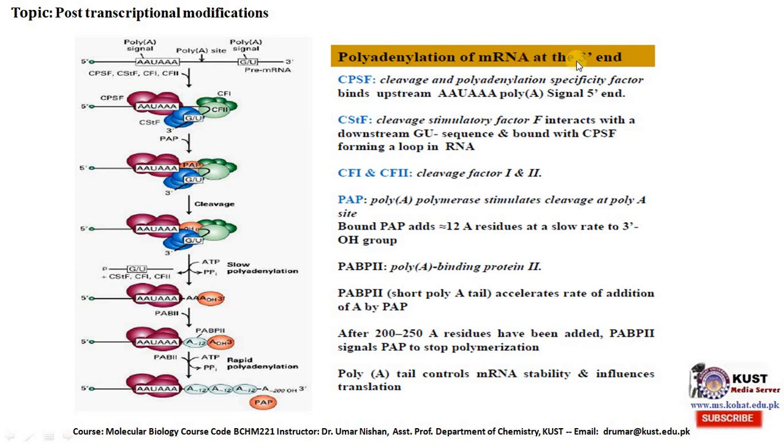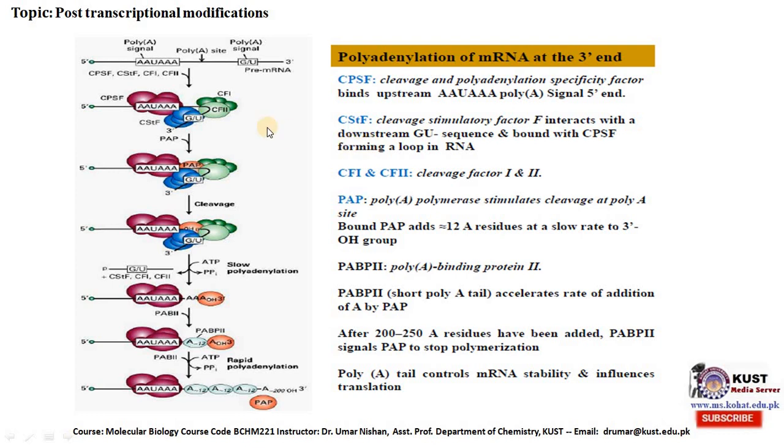Polyadenylation of messenger RNA occurs at the 3' end. This slide overall shows the polyadenylation process, how it takes place. CPSF, the cleavage and polyadenylation specificity factor, binds upstream of the signal at the 5' end. CstF, cleavage stimulation factor. So this is a detailed process, quite self-explanatory.